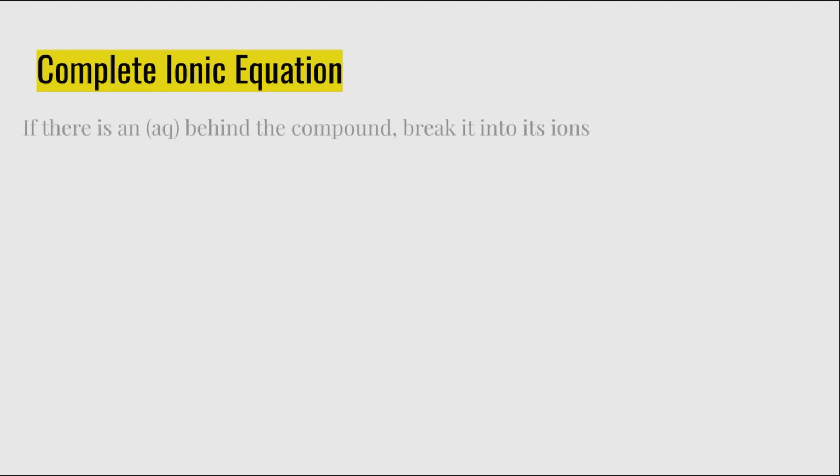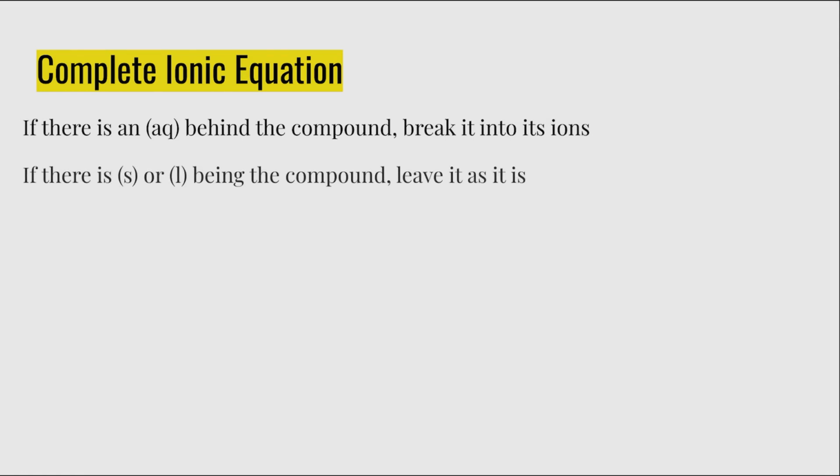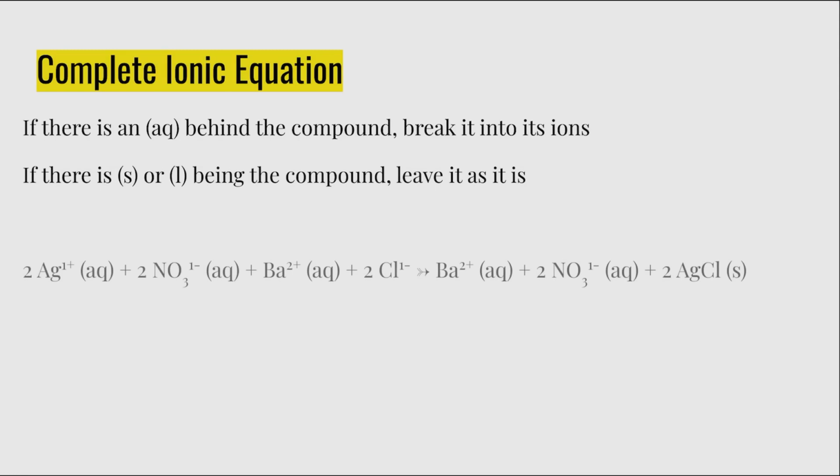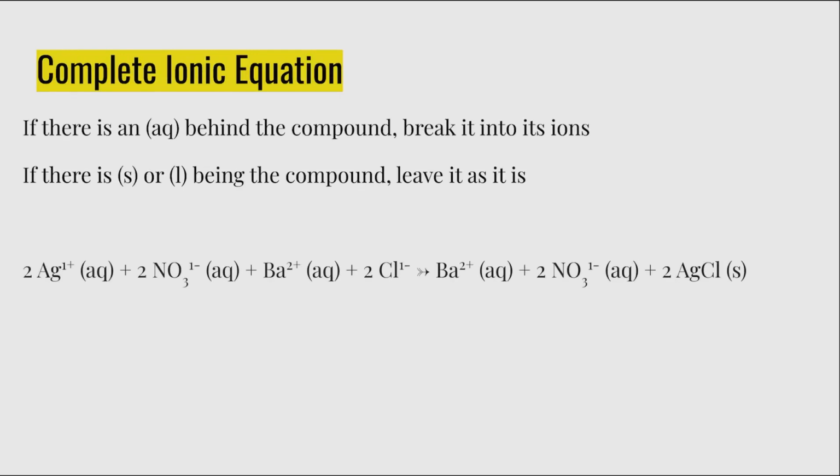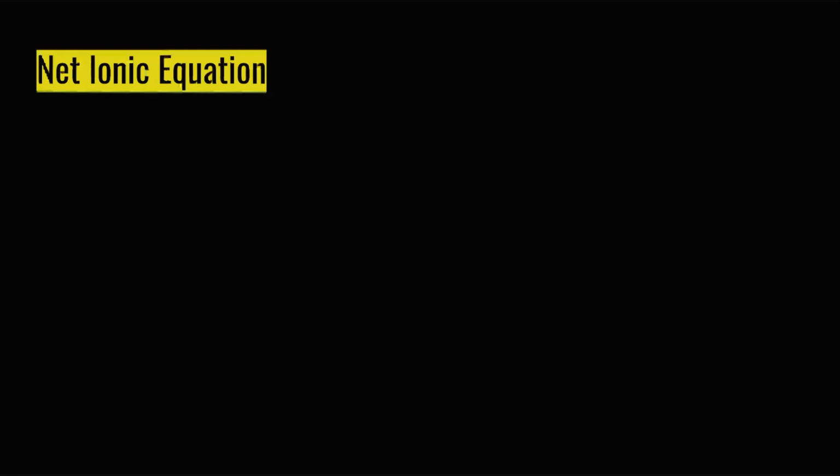Okay, then there's something called the complete ionic equation. This is where we are going to represent what's actually happening in our solution, right? So if there's an aqueous behind the compound, we break that compound into its ions. If there's a solid or a liquid, we leave it as is because we're trying to represent what's actually happening. So from the reaction that we had, I'm going to go back real quick. Right, we see that silver nitrate, barium chloride, and barium nitrate are all aqueous. So they all get broken into their ions, right? There's 2 silver ions and 2 nitrate ions, a barium ion and 2 chloride ions, and on the other side we have barium and nitrate ions, and the AgCl does not change because it is a solid, okay?